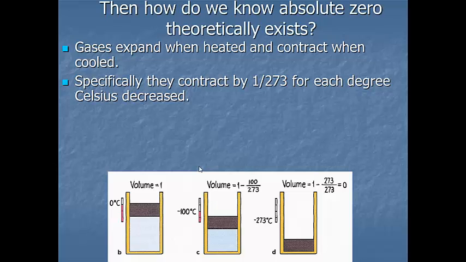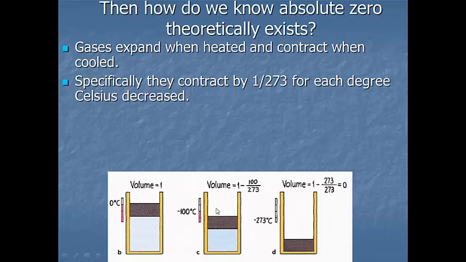Gases, specifically, they contract by 1 over 273 for each degree Celsius decreased. So if you decrease this 1 degree Celsius, then the volume will decrease by the fraction 1 over 273. This picture here shows that if the temperature is decreased by 100 degrees Celsius, then the volume is decreased by this amount. So 100 over 273, so the volume is decreased by almost half.